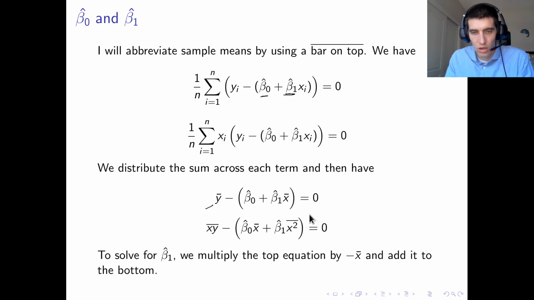Okay. So to solve for beta hat 1 here, what we'll do is multiply this top equation by negative x bar and add it to the bottom. What that's going to do is we're going to get a negative x bar attached to this term, which is now going to be positive. These two terms are going to cancel. Okay, so this is just elimination to solve a system of linear equations.